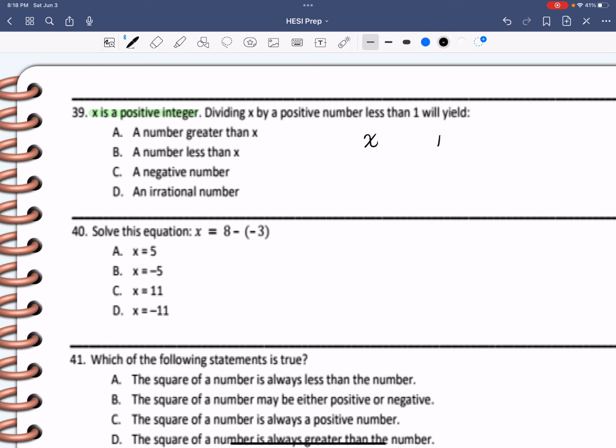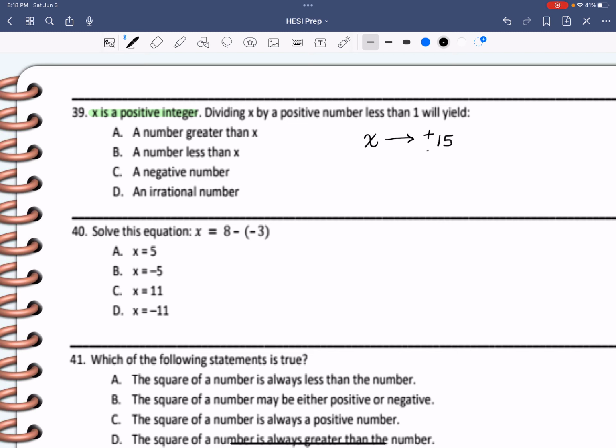I'm going to say, let's do 15. Remember, an integer cannot have a decimal or a fraction. It has to just be a whole number. So a positive 15. And I'm just making that up. You could use any positive number there.